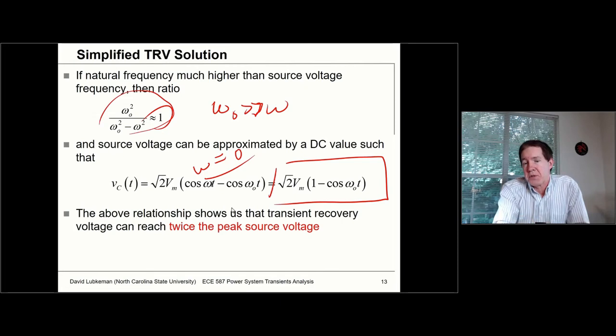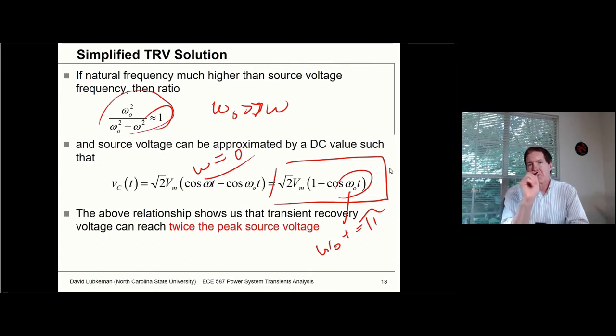And then this gives us a much more simplified solution, that this capacitor voltage is square root of 2 Vm times 1 minus cosine omega naught t. What we can see from this is that we're going to get a peak value for this voltage when omega naught t is equal to pi. So basically, if you go back to the first slides I showed you for this lecture, we saw when the fault was cleared that the voltage went from 0 to some really peak value.